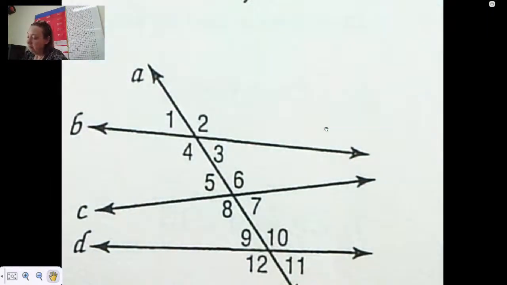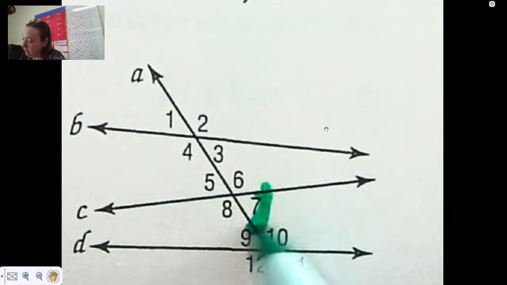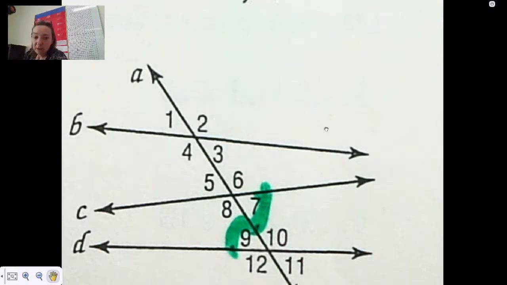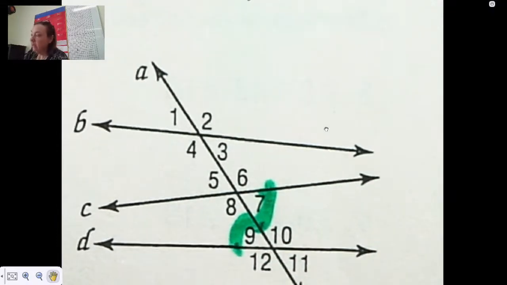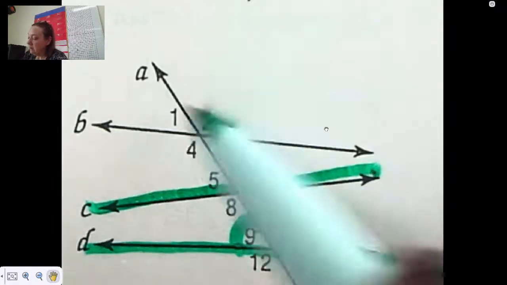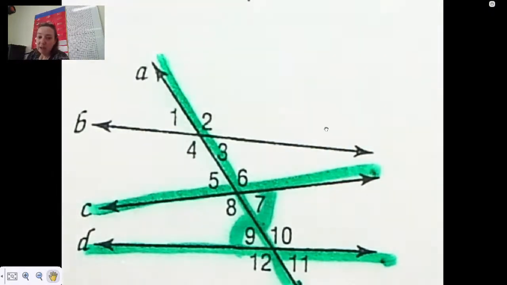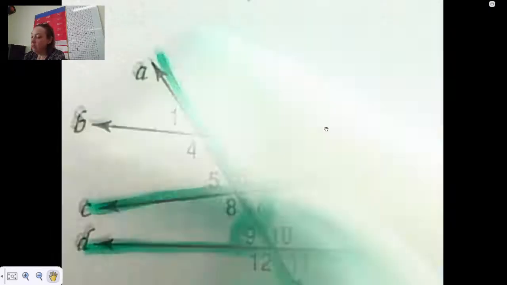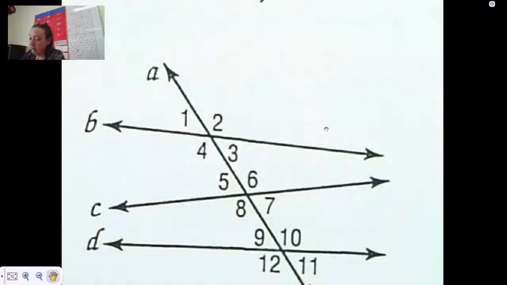7 and 9. Here's 7. Here's 9. Alternate interior to what? So we've got C and D, and then there's our A. So they're alternate interior. Y'all see how you don't pay attention to that other line? You just ignore that other line?